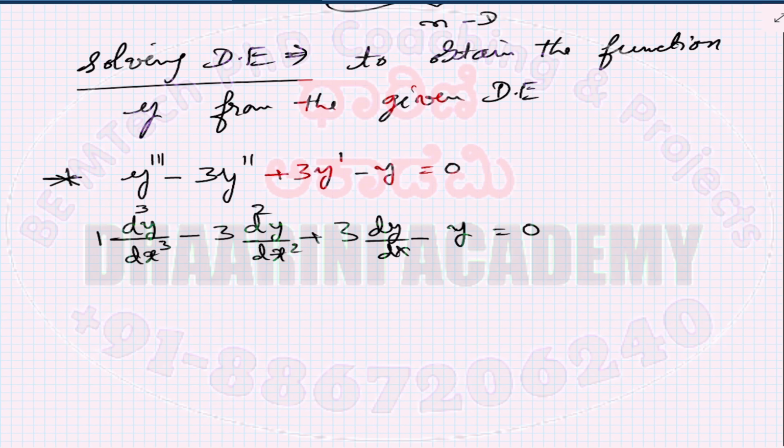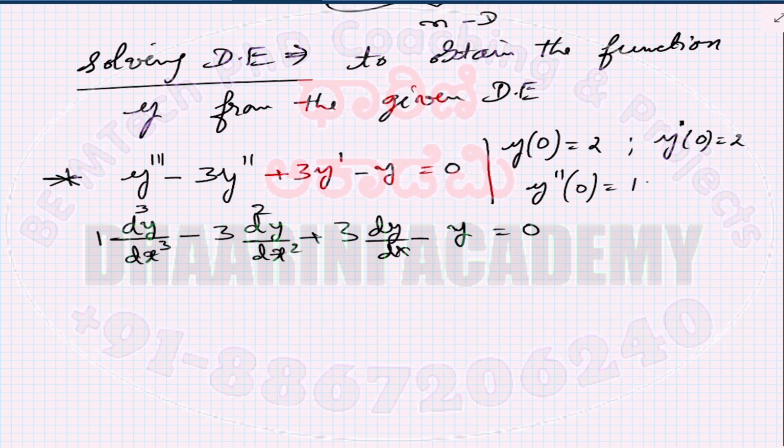Okay, now in order to solve this completely, because why I said completely, I'll come to that point later. Normally they will give some extra data. The extra data for this problem is y of 0 is equal to 2, and y dash of 0 is also equal to 2, and let's say y double dash of 0 is equal to 10. So we have to use these values given to obtain the complete solution of this equation.